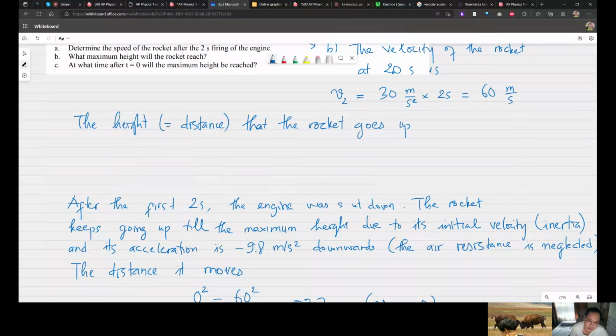I write a lot of words so that you can understand it better, but in the real test, you just need to write the equation. I will summarize and write only the main steps without many words like this.